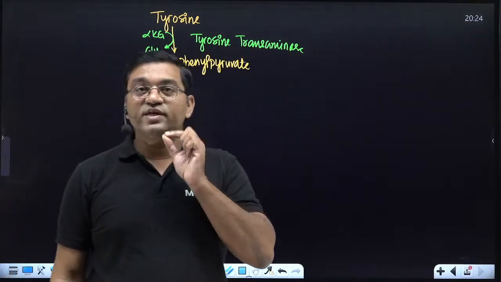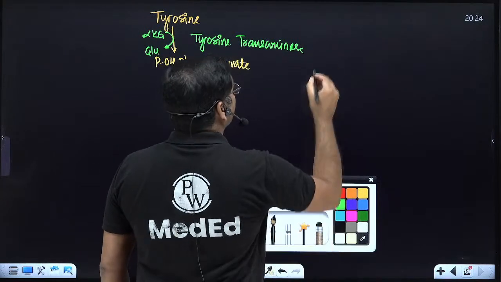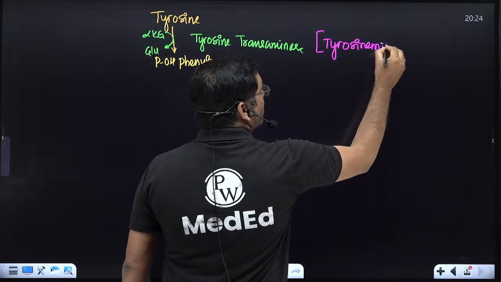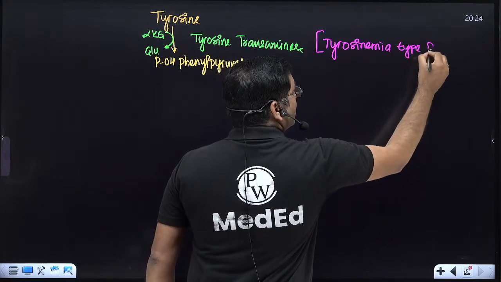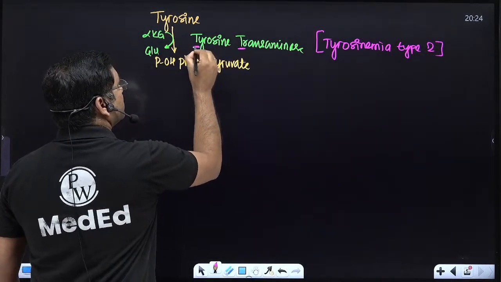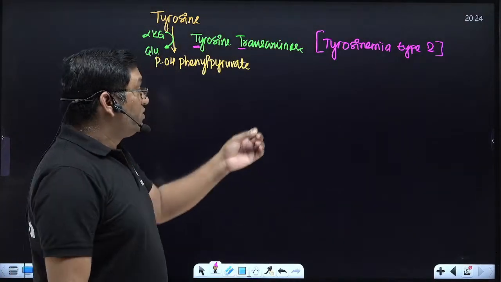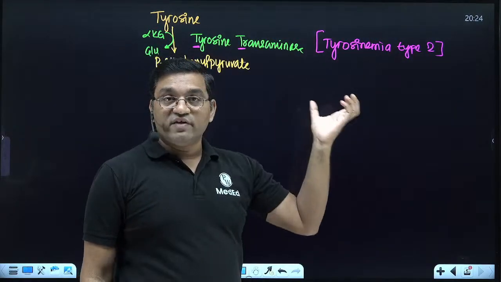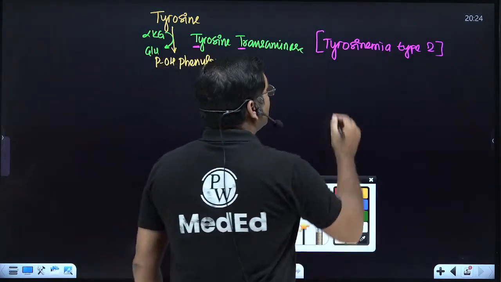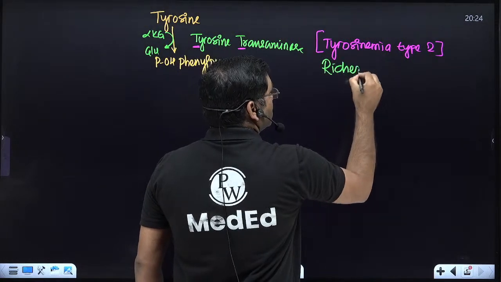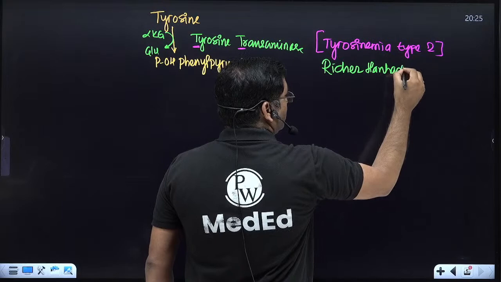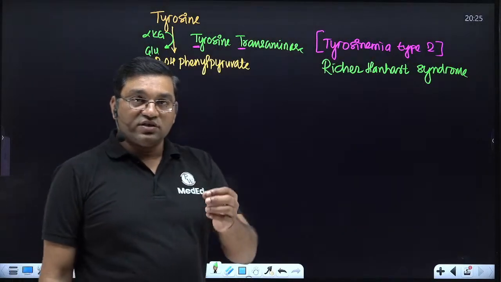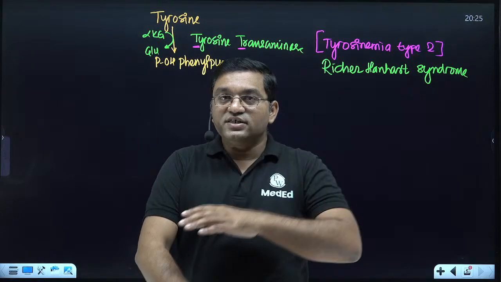Remember this. This is tyrosinemia type 2. The disorder is tyrosinemia type 2. How to remember this? 2 T's are there. First, second. So this is tyrosinemia type 2. This shows oculocutaneous manifestations. Another name of tyrosinemia type 2 is Richner-Hanhart syndrome. There are ocular lesions, meaning eye lesions, and dermatitis, skin lesions.